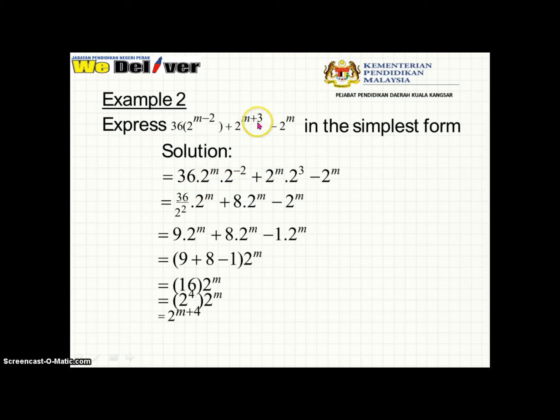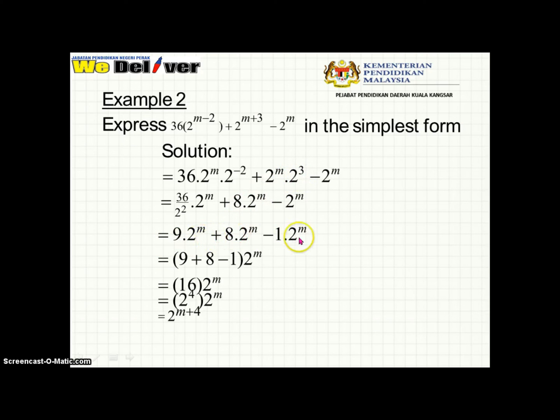Okay, for 2 to the power of m plus 3 it is also the same. We separate it. It becomes 2 to the power of m times 2 to the power of 3, minus 2 to the power of m. And 2 to the power of negative 2 is a negative index, we can write as a fraction. Okay, so 36 divided by 4 equals 9. 2 to the power of 3 equals 8.